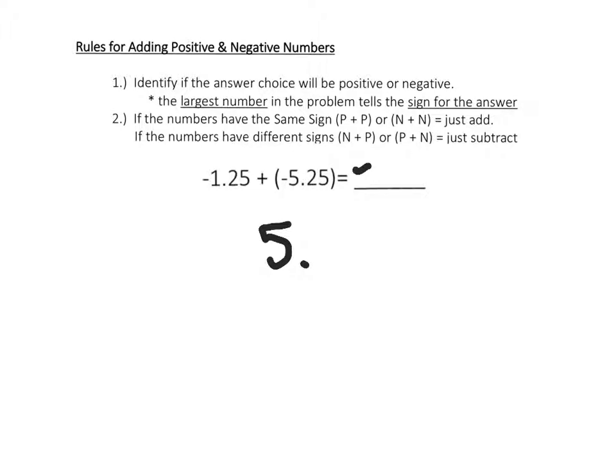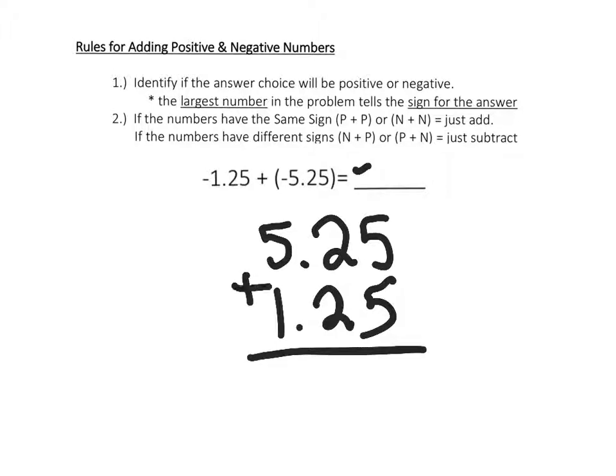When I add, I like to go up and down. Five plus 5 gives us 10. 0, carry the 1. 2 plus 2 gives us 4, plus 1 is 5. Bring down your decimal. 5 plus 1 is 6. So we are left with negative 6.5.